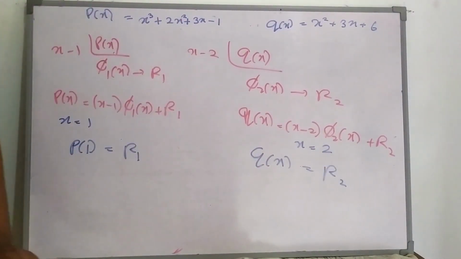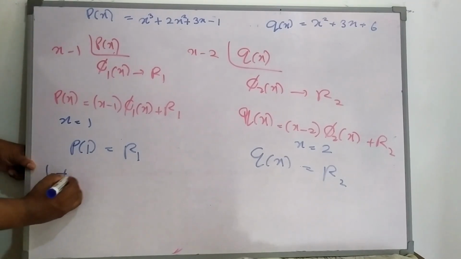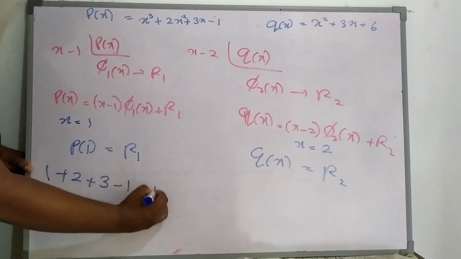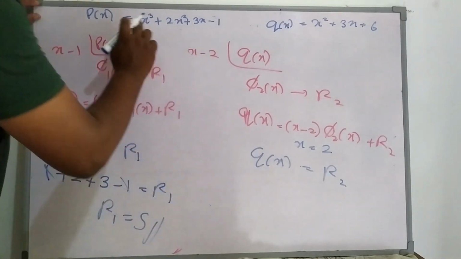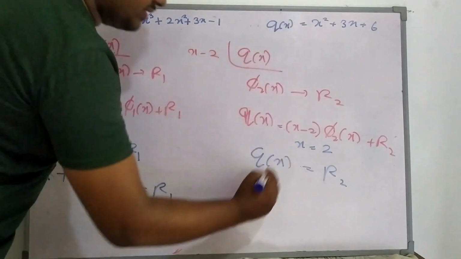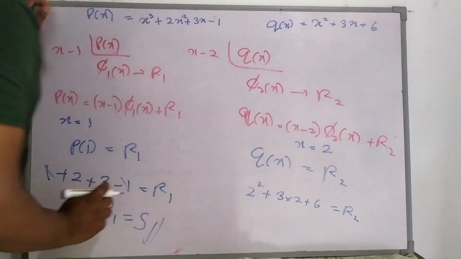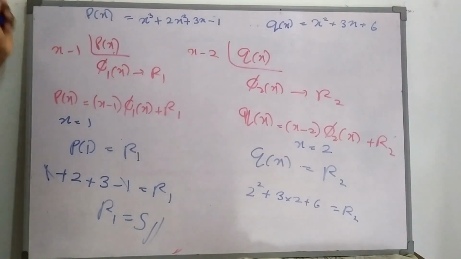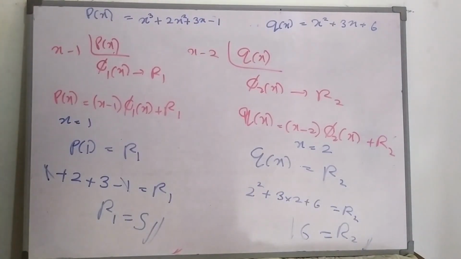So right now we know the function of P, so we can put 1. 1 plus 2 plus 3 minus 1 as r1, then r1 is 5. Here I am just putting x equal 2 into Q(x), then 2 squared, 3 into 2, plus 6, gives r2. This is 4, 6 is 10, 16. r2 is 16, right.